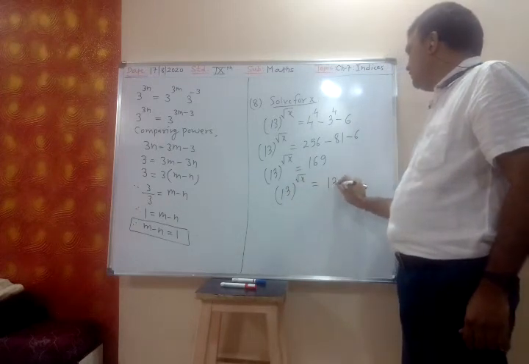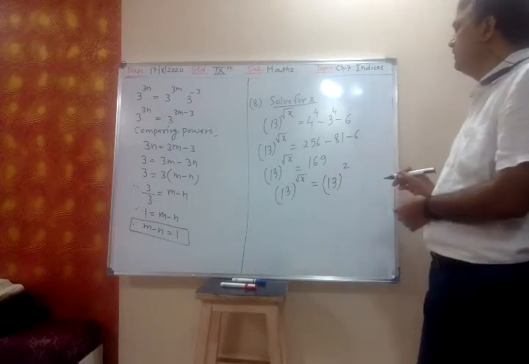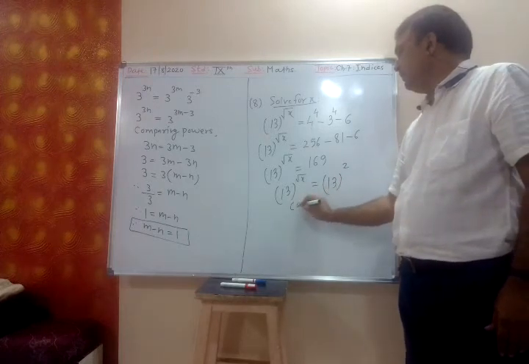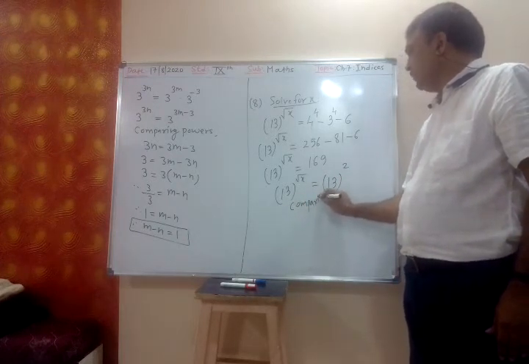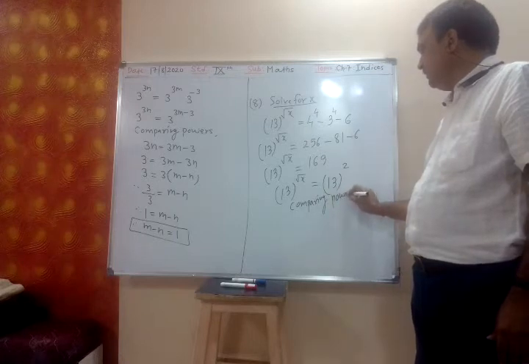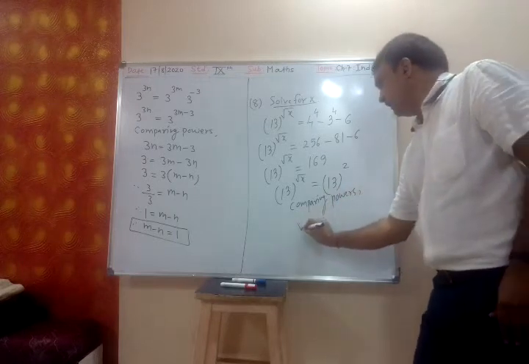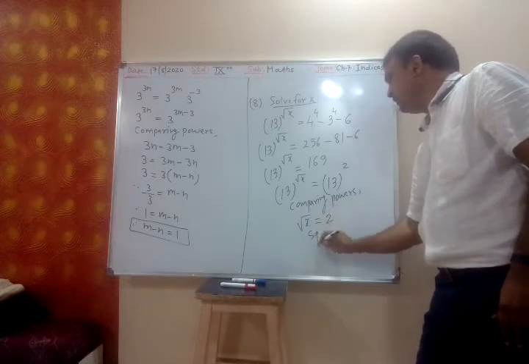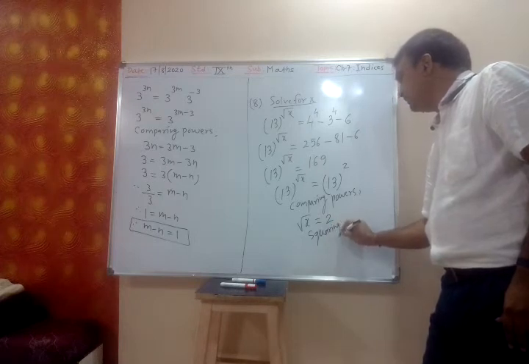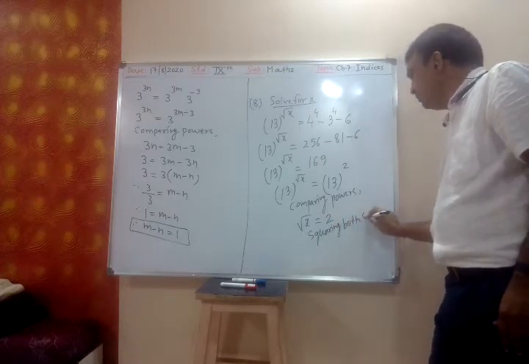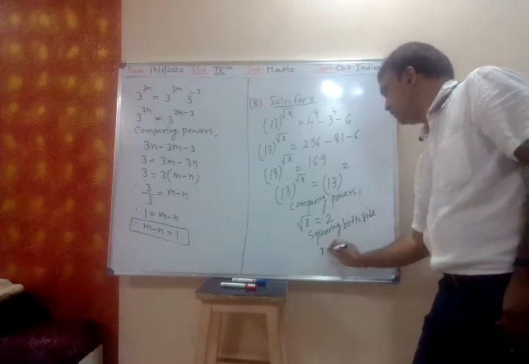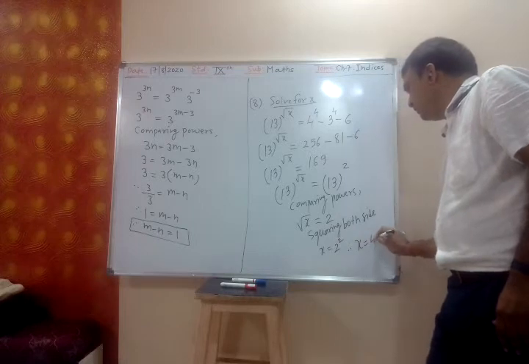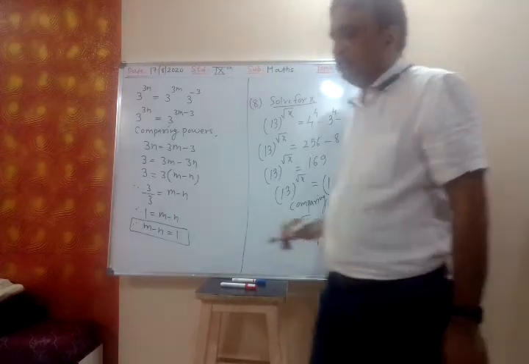So 13 raised to root x. 169, I can write as 13 square, 13 into 13. So comparing powers, you will get root x is equal to 2. So squaring both sides, because we want to find x, you will get x is equal to 2 square. So x is equal to 4. The answer is x is equal to 4.